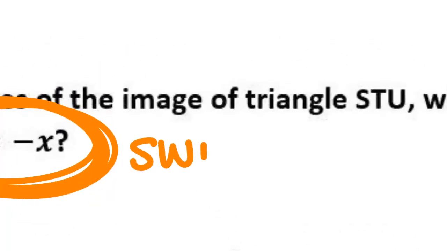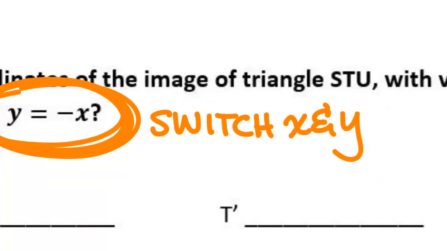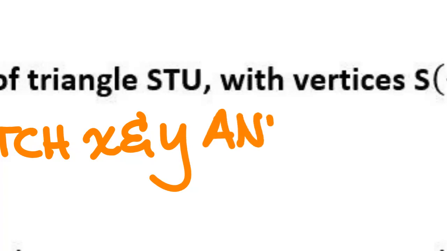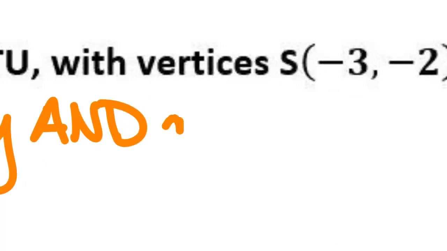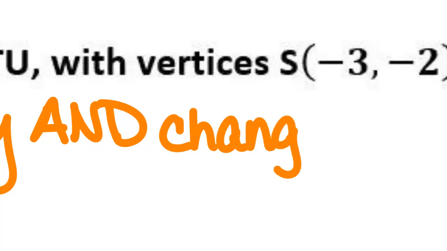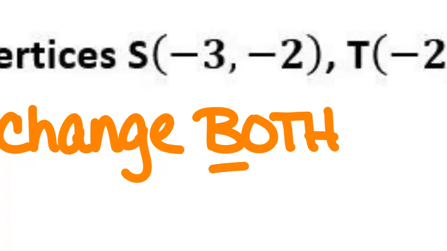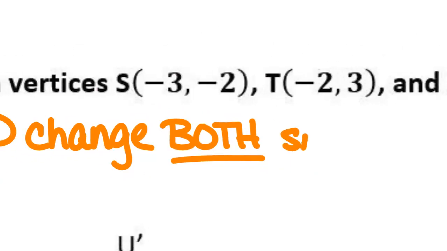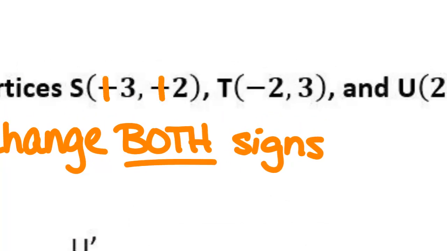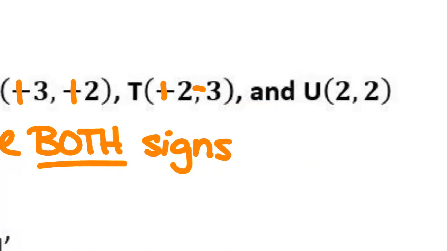So we're going to switch the x's and the y's and change both signs. So these original ordered pairs, everybody's signs get switched, so these guys become positive. This one's a positive, that one's a negative. And back here with you, they would both be negative. And then I have to reverse their order.